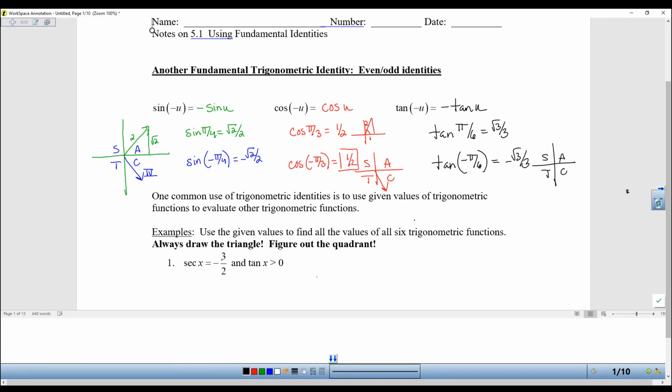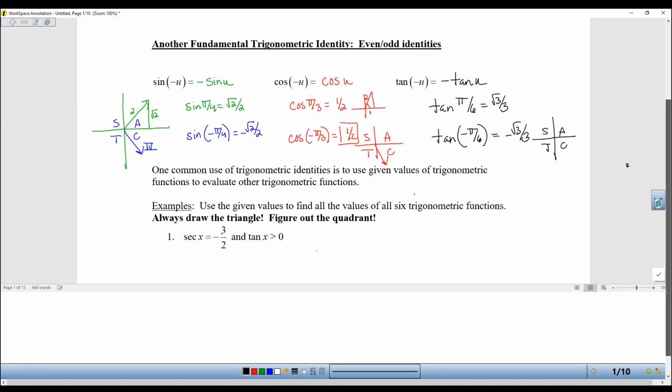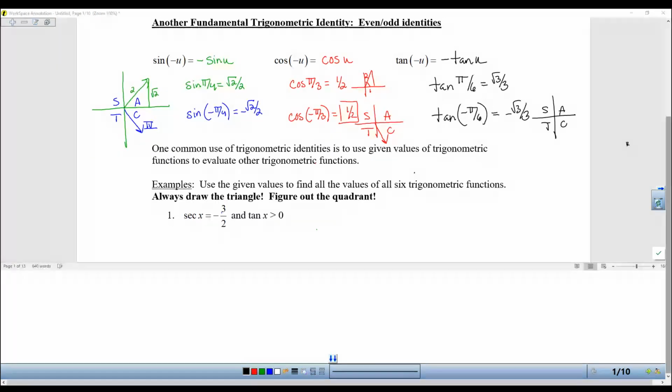But to start out, we're actually going to do something really similar to what we did in Chapter 4, and that is finding the values of all 6 trigonometric functions. So for me, my 2 steps are always step 1, draw the triangle, and step 2, determine the quadrant. You need the quadrant so that you can figure out if things are positive or negative to determine the sign.